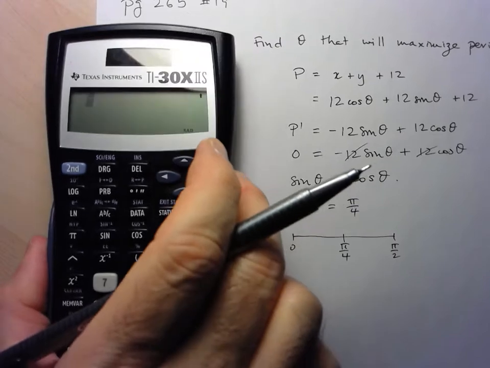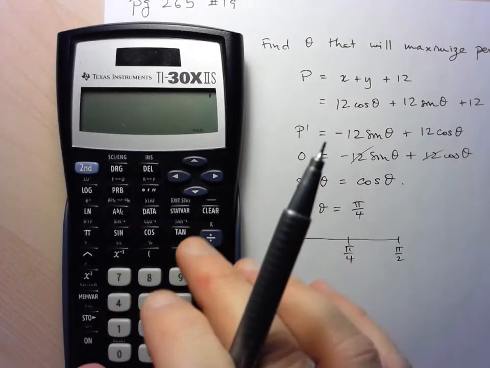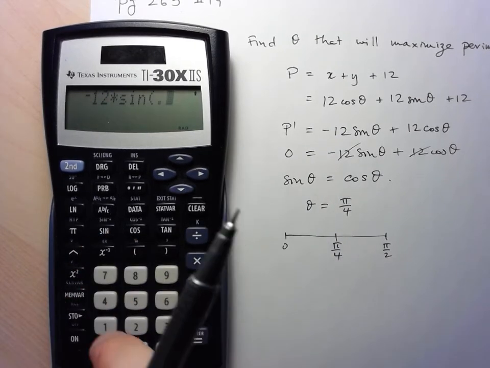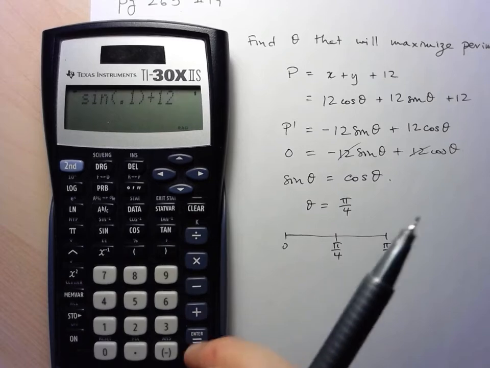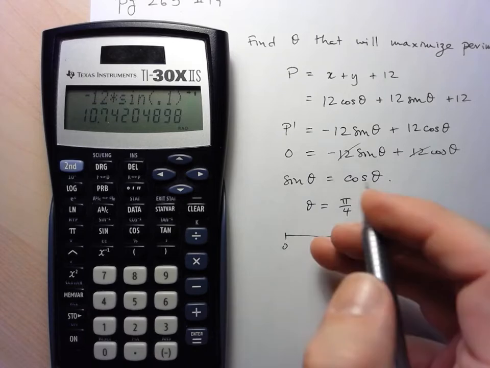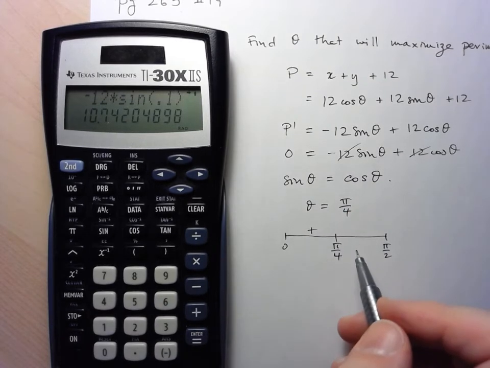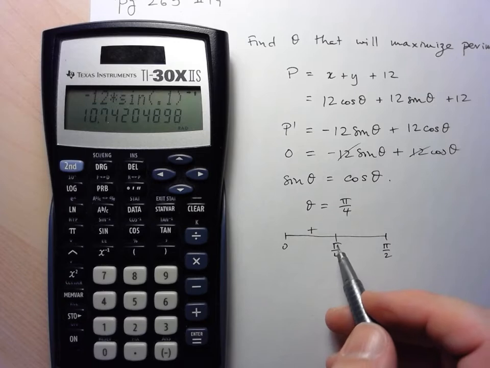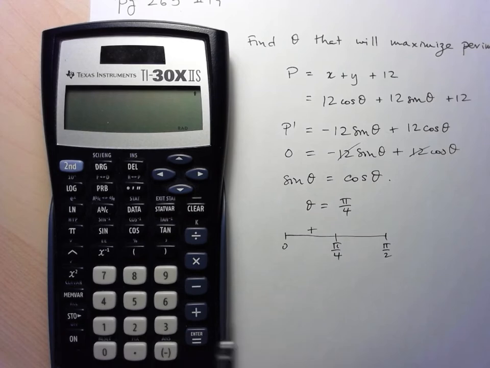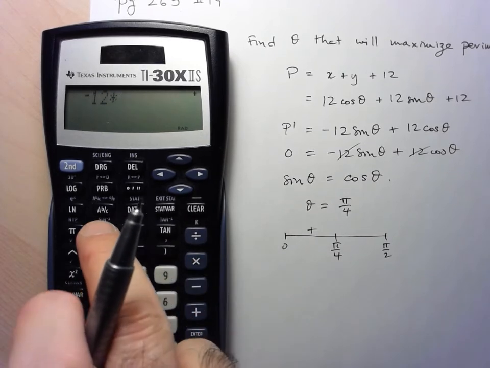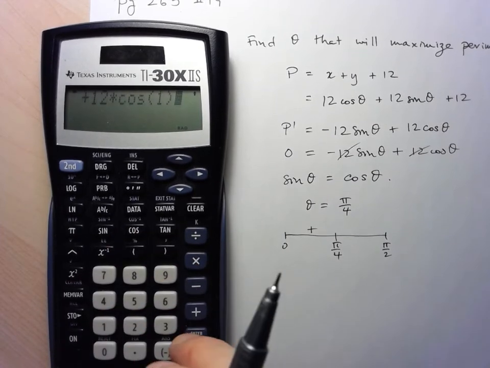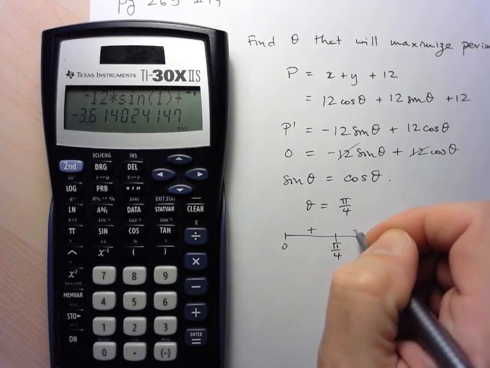And so here, I'll pick some really small numbers. So there's my derivative. Let me put 0.1. Okay, so I've got negative 12 times sine of 0.1, plus 12 times cos of 0.1, and that gives us a positive number, so good start. And let's pick something, so this is smaller than 1, so I'll pick theta equals 1 to test the other interval. So we've got negative 12 times sine of 1 plus 12 times cos of 1, and we end up with a negative number.